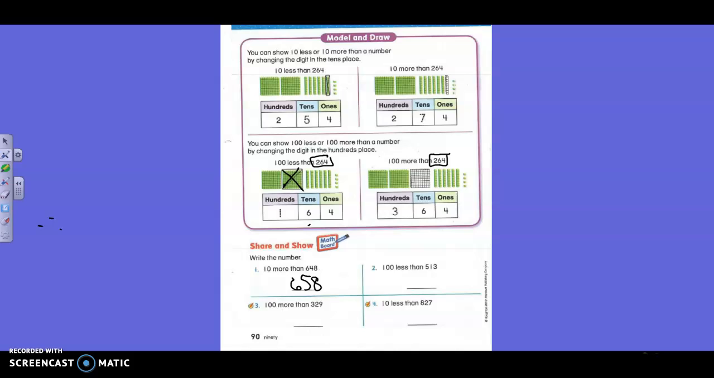Number 2. What does that say? 100 less. So what place are we changing this time? The first. The 100s number, which is in the first position, and it says 100 less. So you have 5. What's less than 5? 4. 1 less than 5 is 4. And then we keep the 10s and the 1s, right? Okay, keep the 10s and the 1s. I want you to try number 3 and 4 on your own. I will come around and check it.